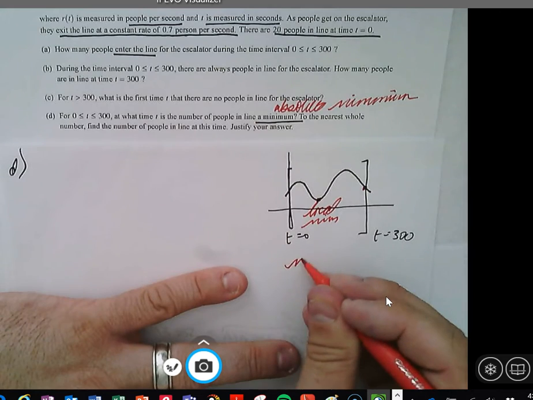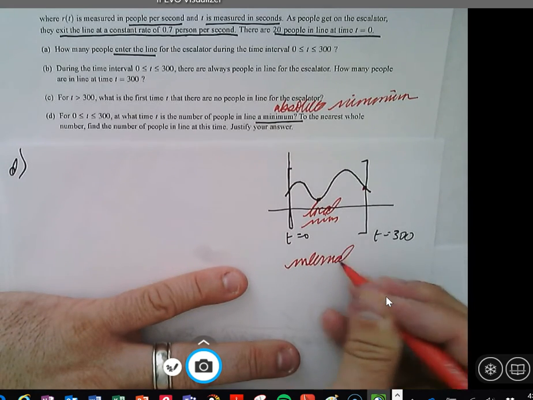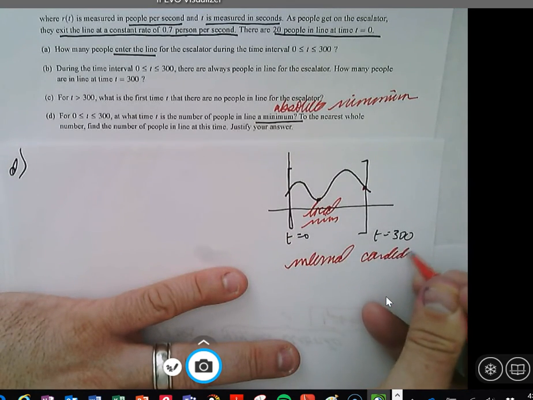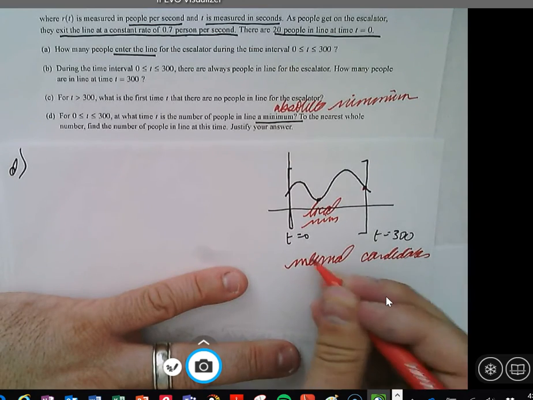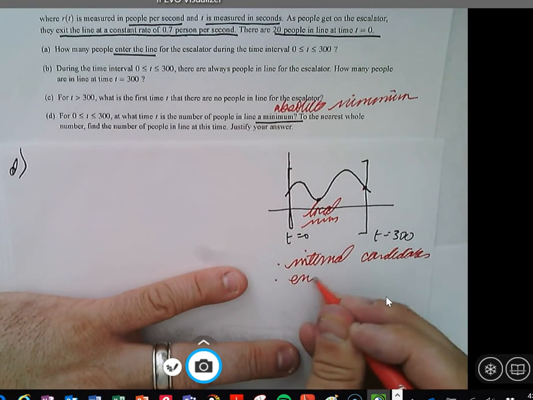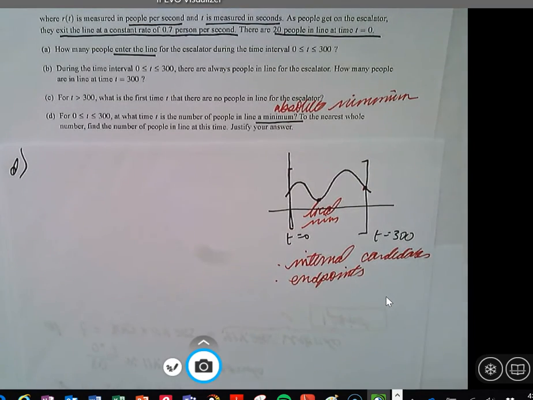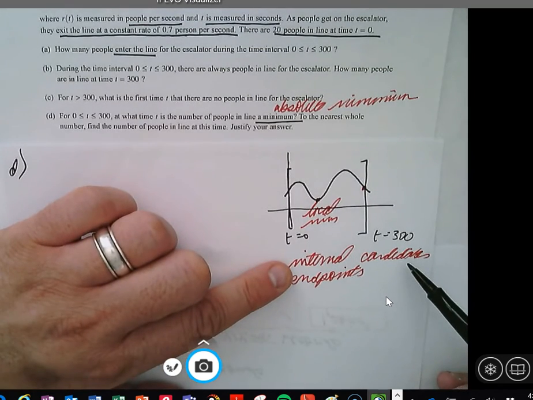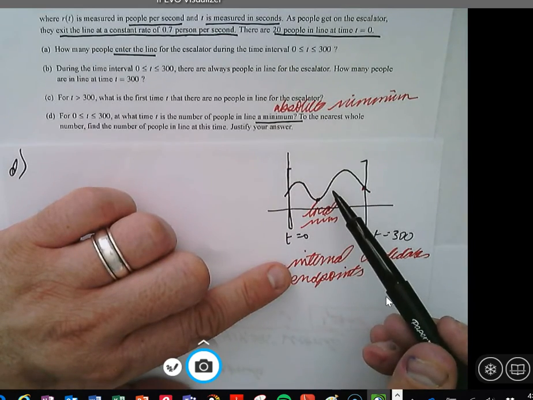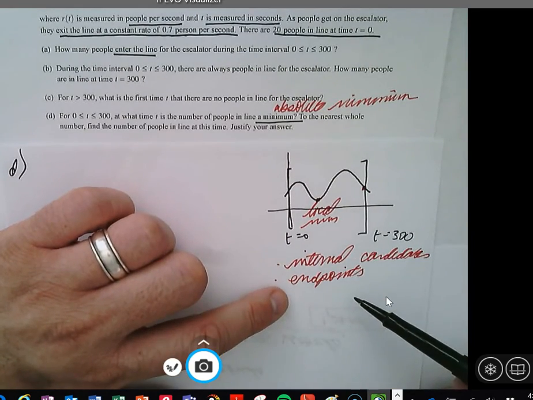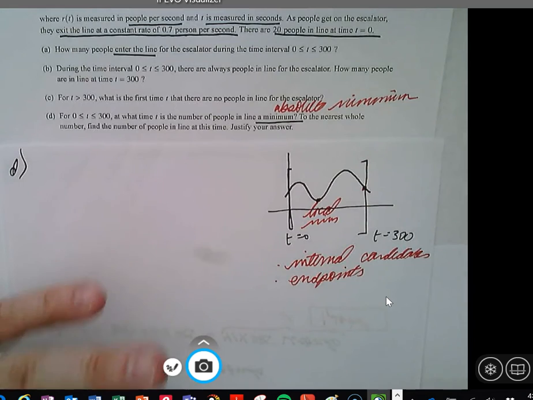The way that we go about doing this is we are always going to look for internal candidates for our local minimum, and then we're going to look at endpoints. One of the things we would have studied back in Chapter 4 is that when you're looking for an absolute minimum or an absolute maximum, you look at your internal candidates. That's where your derivative is equal to 0, or where there's a change from decreasing to increasing. And then we examine the endpoints. All of that comes together to solve this problem.